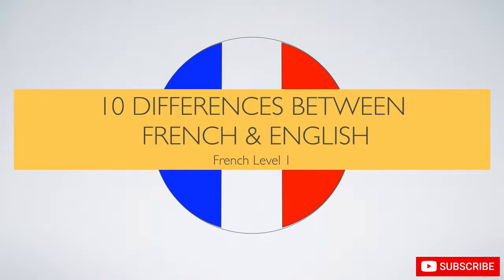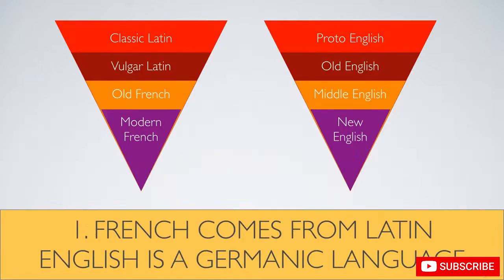In this lesson, we're going to be talking about 10 differences between French and English. So let's get started. The first thing is that French comes from Latin, whereas English is a Germanic language. So we can see the progression of the languages here in the two different diagrams. To the left, we have French. French originated from Classic Latin, which became Vulgar Latin, which became Old French, which eventually became Modern French, which is what we speak today.